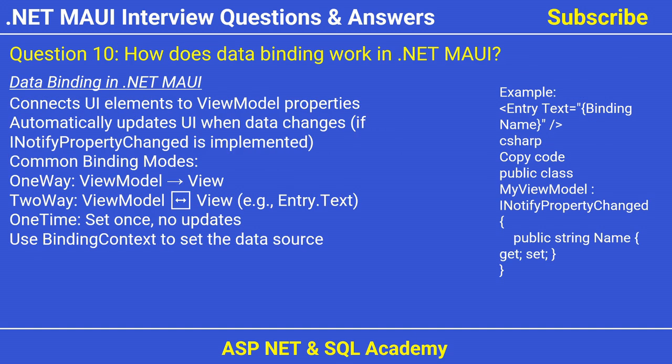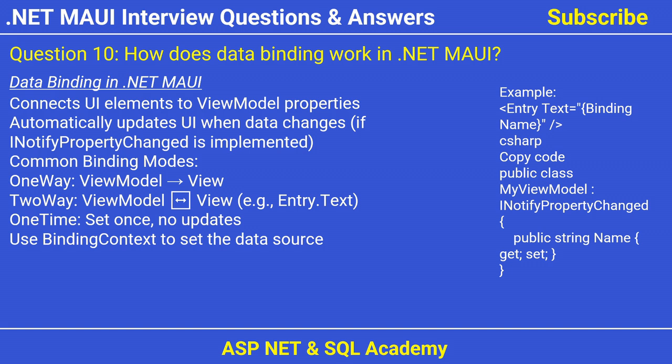Data binding is a powerful feature in .NET MAUI that links your UI elements to properties in your view model. When a view model implements INotifyPropertyChanged, the UI automatically updates when the bound data changes. There are several binding modes. One-way, data flows from the view model to the view, great for labels and display elements.